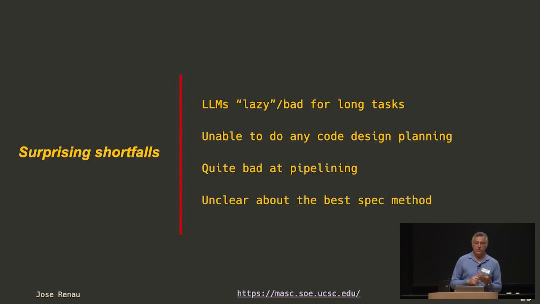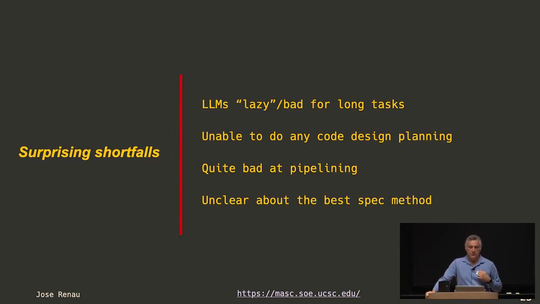So, some surprising shortfalls. The LLMs are extremely lazy with long tasks. If you just have to unroll a loop, and it's simple to unroll, just repetitive, it will not do it. It will just put dots in between, let's say, and continue. You finish it. So the things that you would think, oh, the machine can do that, are the things that are going to fail the most. So it's going to have a hard time with those things, and you have to be careful.